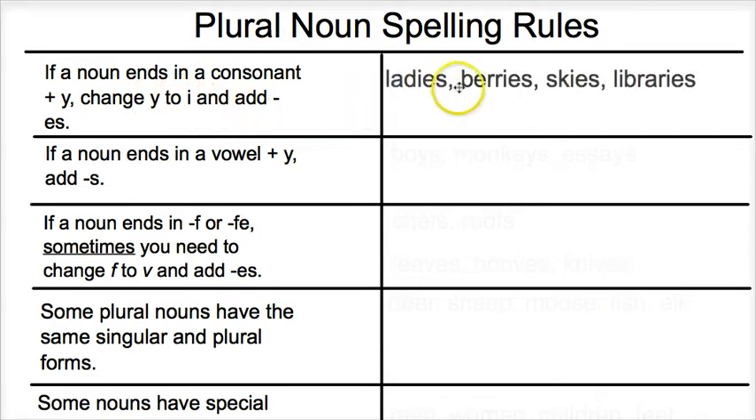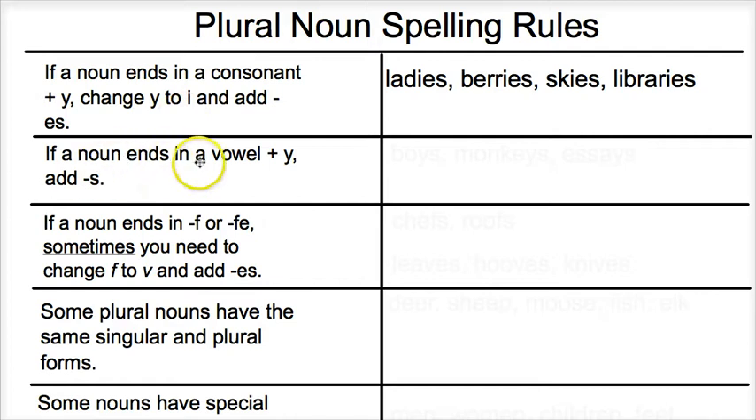Let's look at some examples. The word ladies, L-A-D-Y, you change your y to i, add es. Berries, B-E-R-R-Y, change your y to i, add es. Skies, S-K-Y, change your y to i, add es. Libraries, L-I-B-R-A-R-Y, change your y to i, and add es. So remember, if you end in a consonant and y, you must change your y to i and add es.